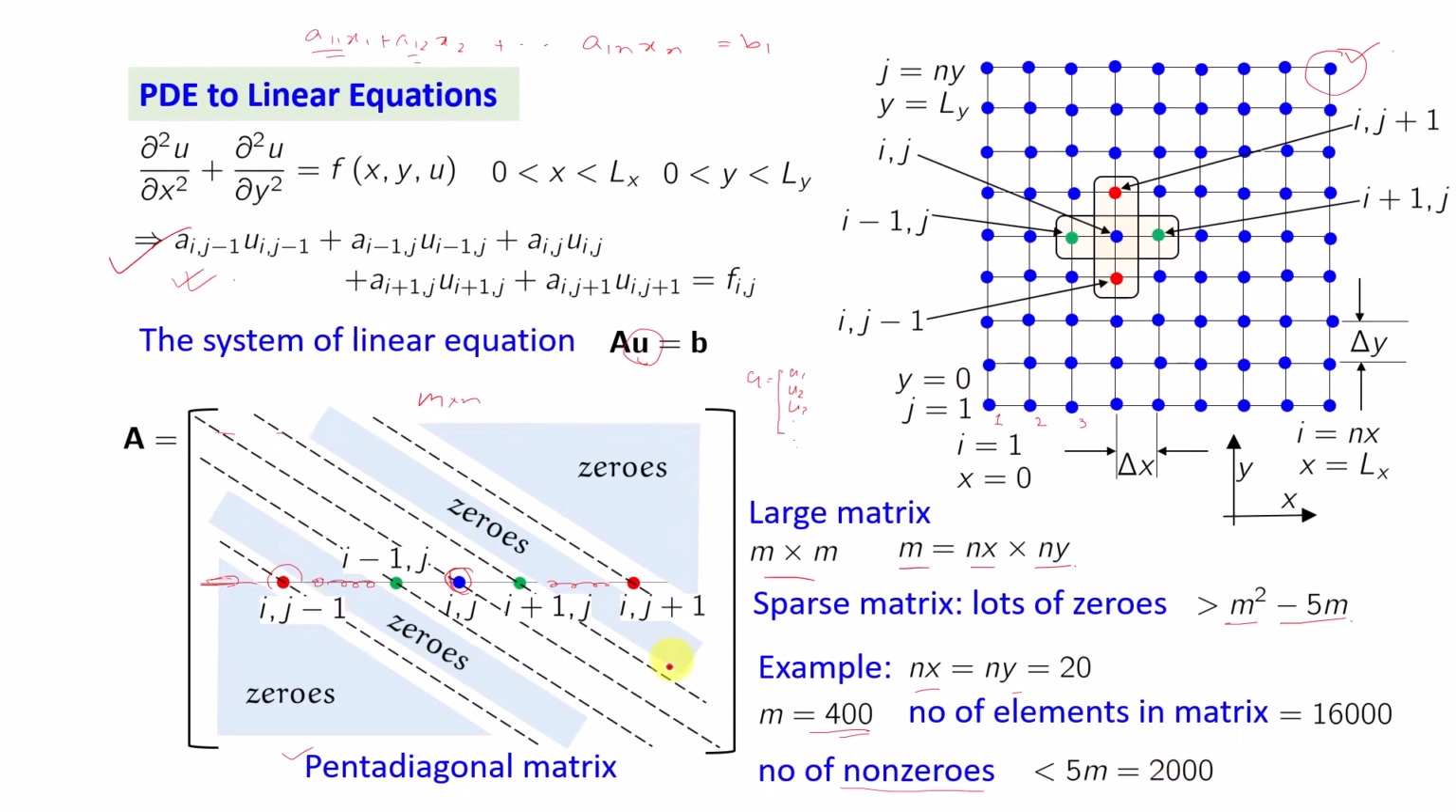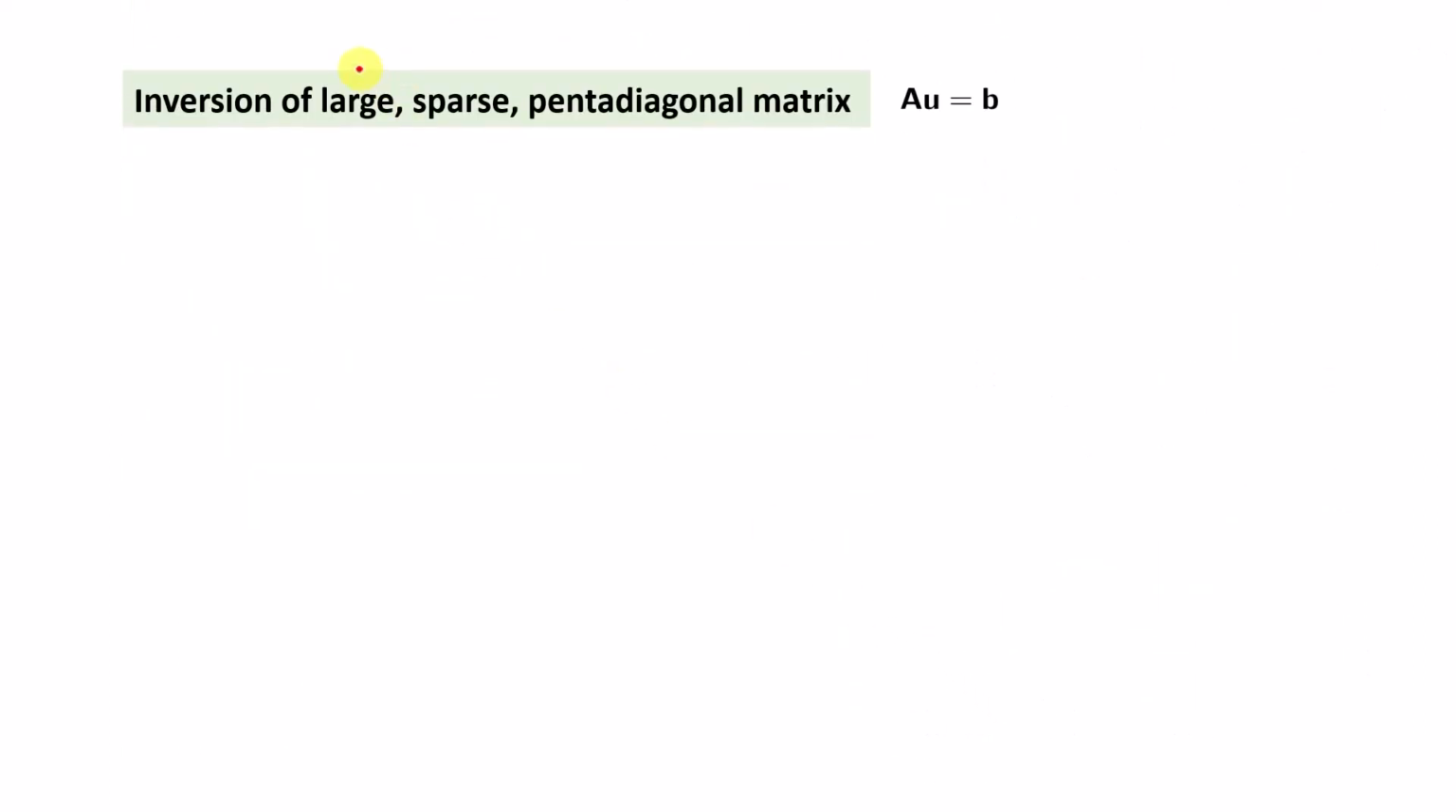So this matrix is very large, but it is mostly zero, with very few non-zero terms. And that is the good thing. That is what will help us to solve this matrix. Otherwise, this kind of large matrix, if completely dense, with mostly or all non-zero terms, is not very easy to solve. But we are lucky enough to have what we call a sparse matrix. So now we have this large sparse pentadiagonal system AU equals B, and we have to do something to solve it.